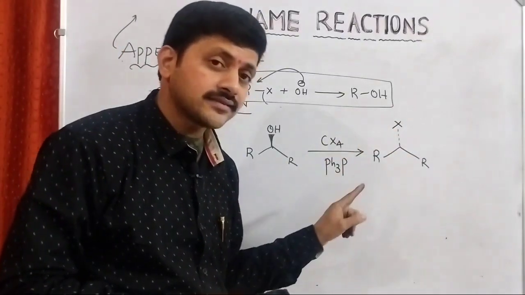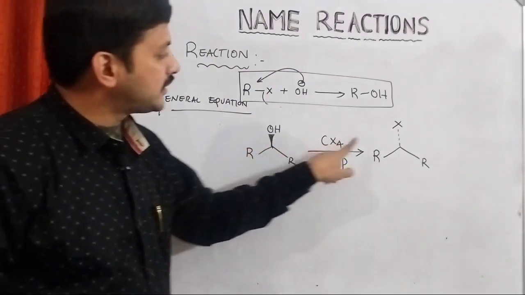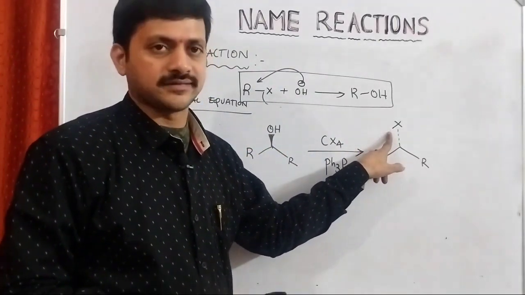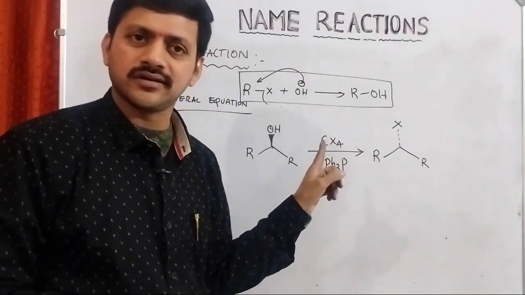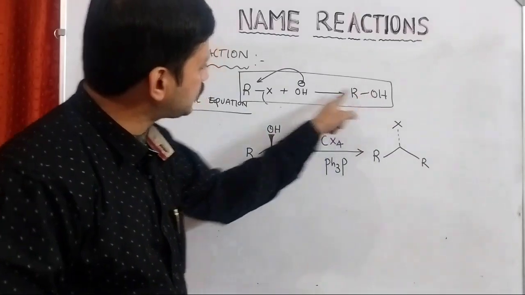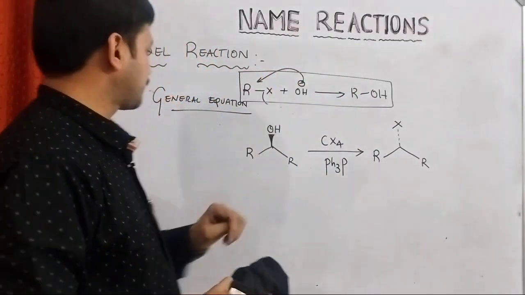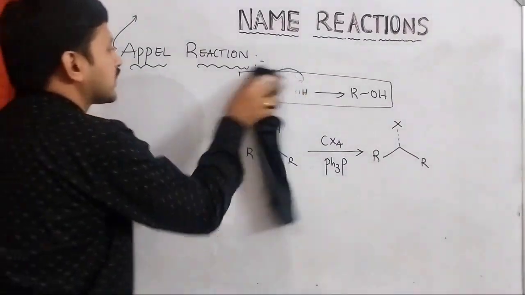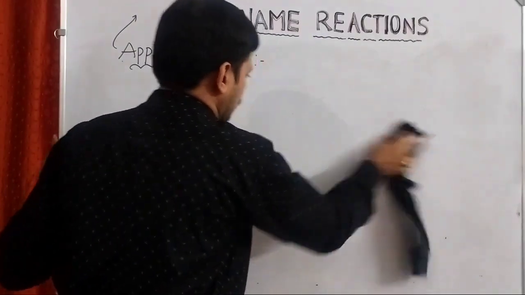But here the thing is what? Here OH is in the front position, and in the product, the X group is in the back side. This is a kind of SN2 substitution or not? But the reverse of this particular reaction. Let us see the mechanism. How the alcohols are converted into corresponding alkyl halides with inversion of configuration.